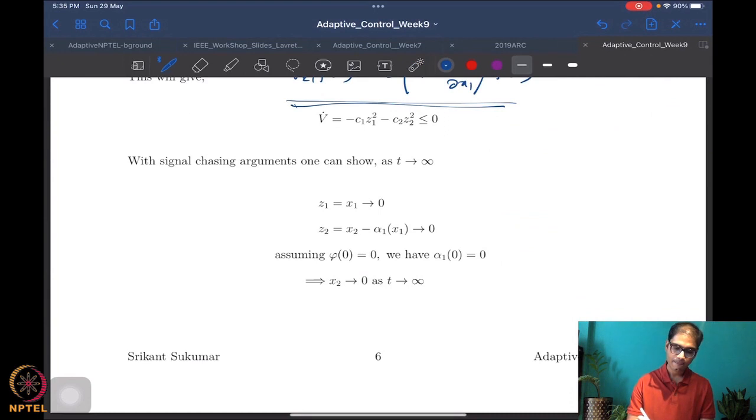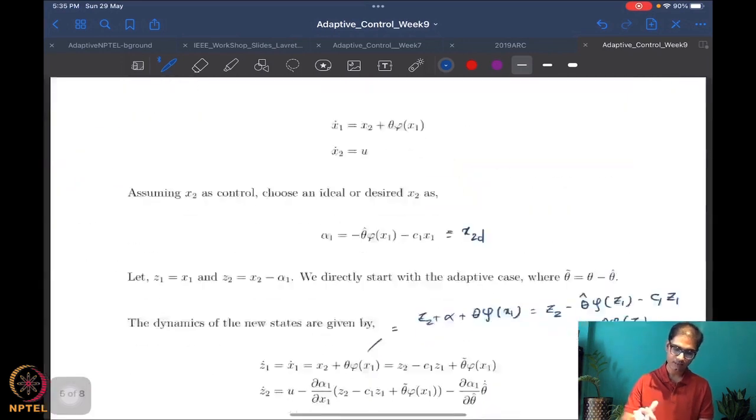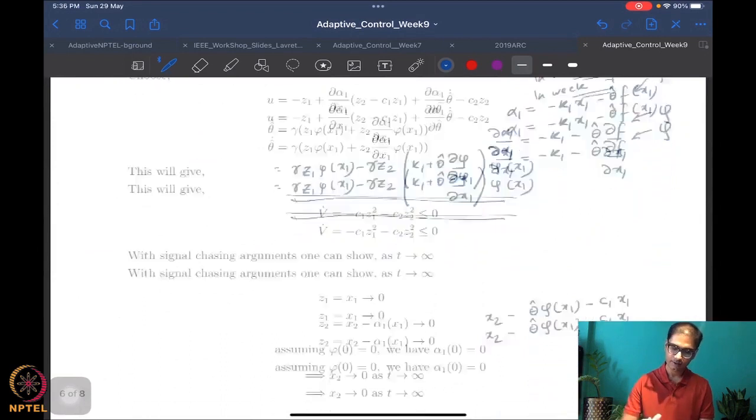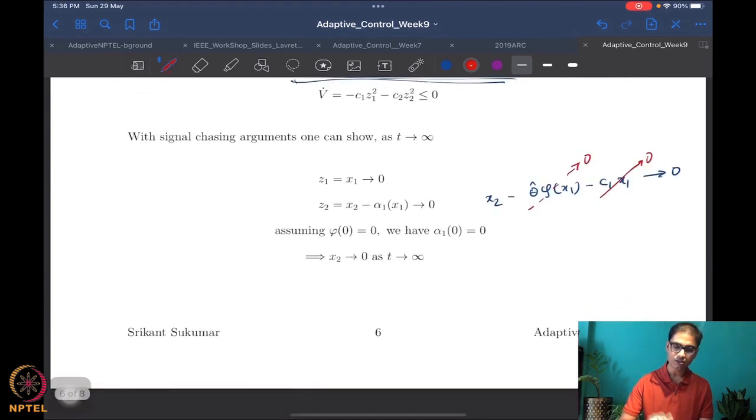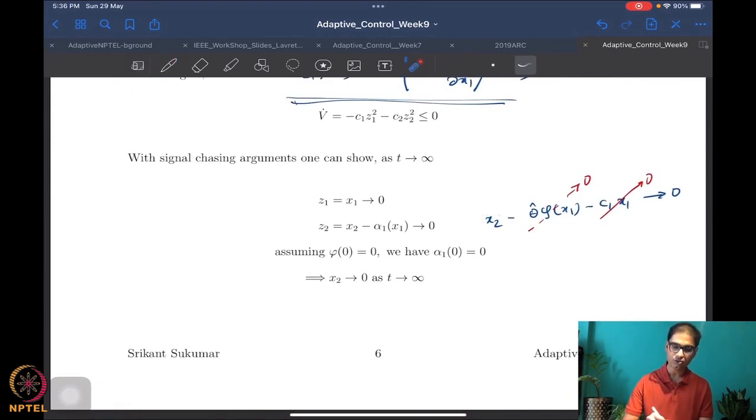So this is x2 minus theta hat phi x1 minus c1 x1, right? Yeah, goes to zero. Now I already know that x1 is going to zero. Now if I also assume that phi 0 is 0, that is, when x1 goes to 0 this quantity becomes 0, then this guy will also go to 0, and therefore you will be able to claim that x2 goes to 0 as t goes to infinity. And that's essentially what you want.